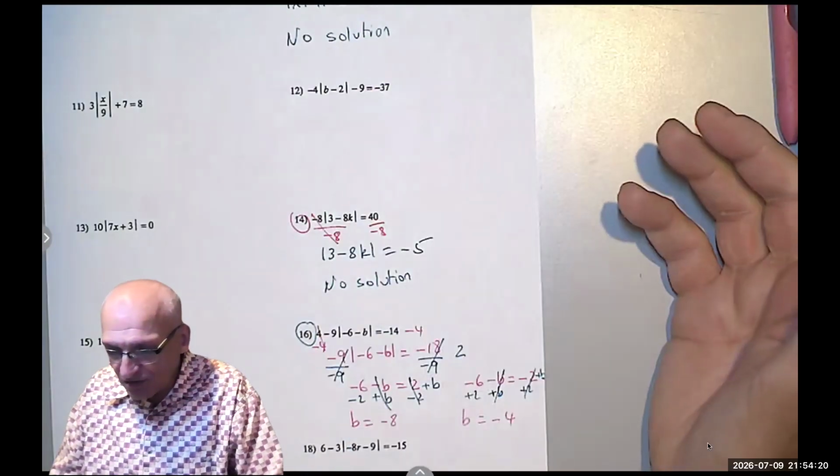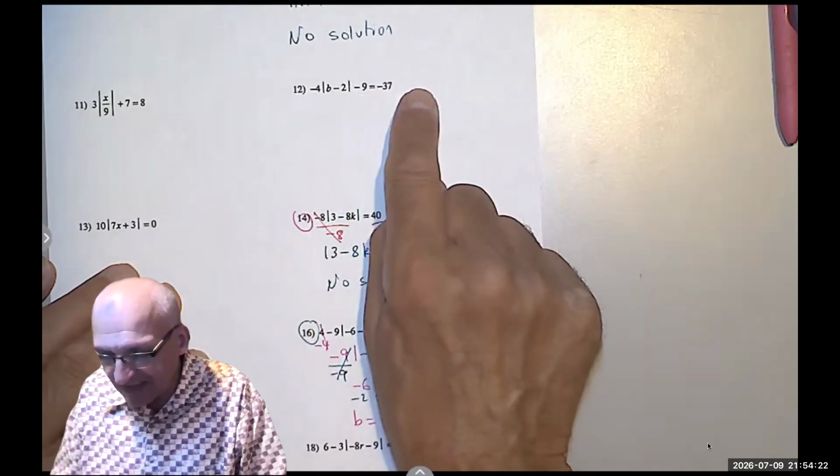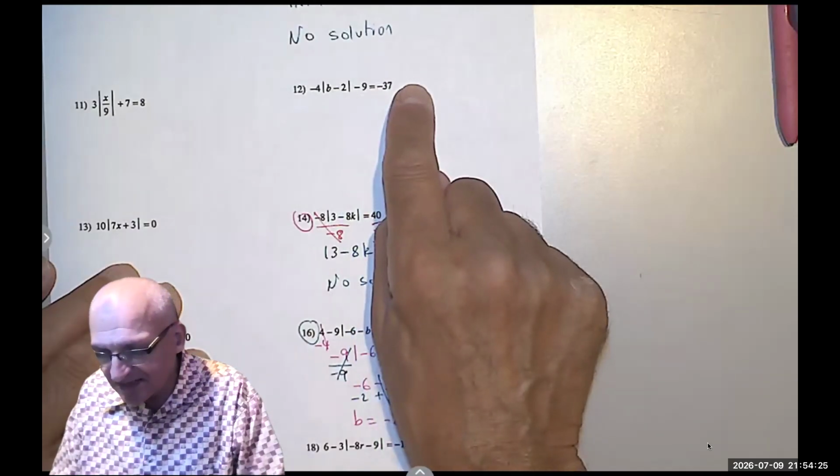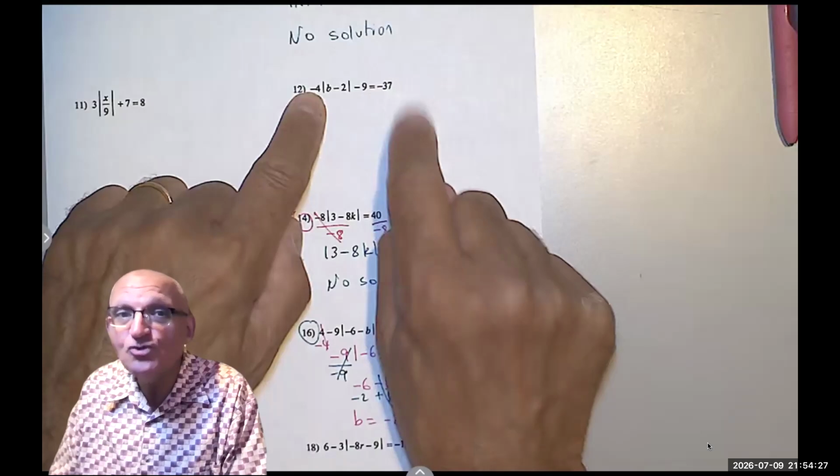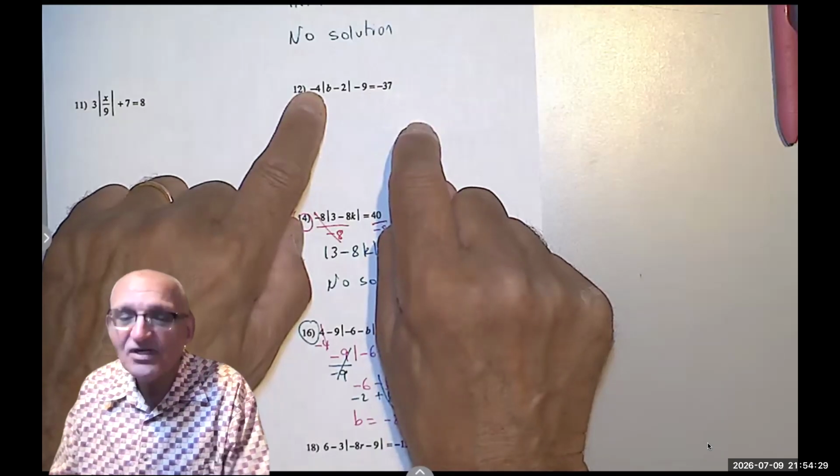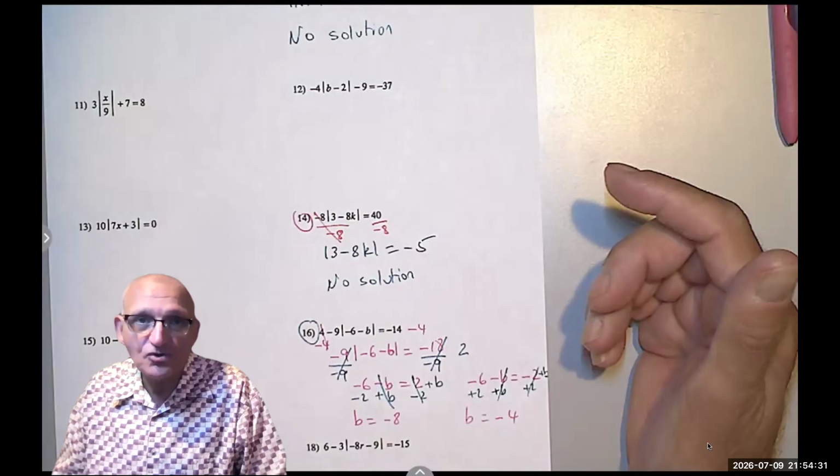But here, notice that I'm going to add 9 to both sides. That would be negative 28. And then I'm going to divide by negative 4. So it would be 7. So now it works. So you can have two solutions in this case.